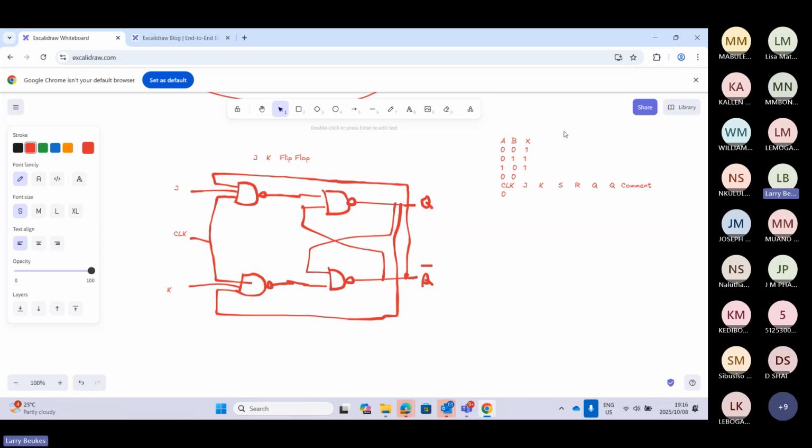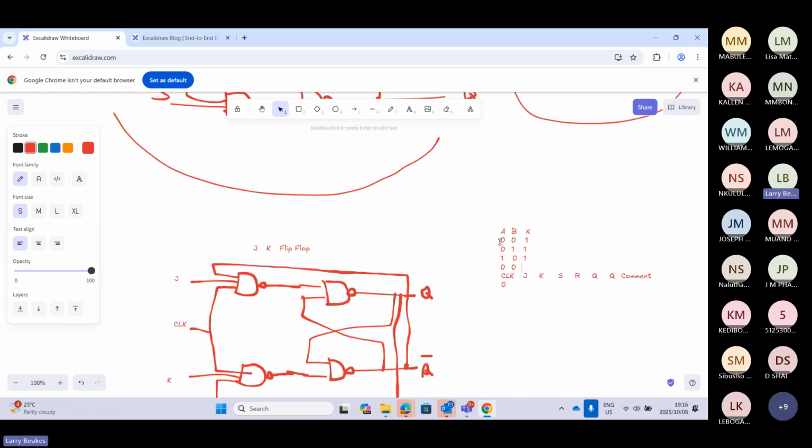Sorry, 0, 0 will be 0. And 0, 0 will be 0. NAND is a 1. Oh, not 0, 0. This is 1, 1. Sorry. 1, 1. It will be 1. Then NAND, it will be 0.